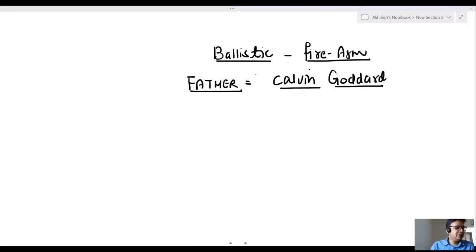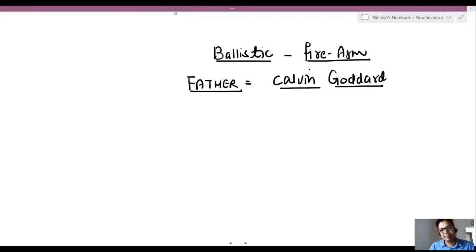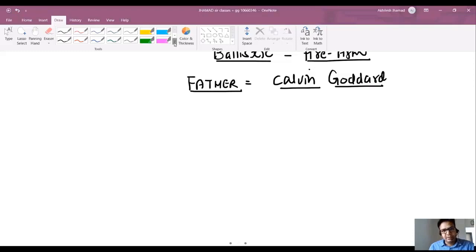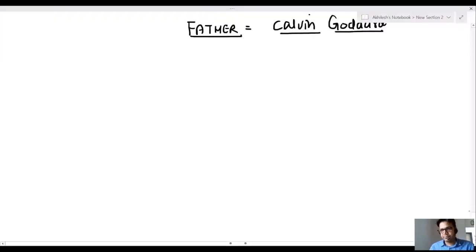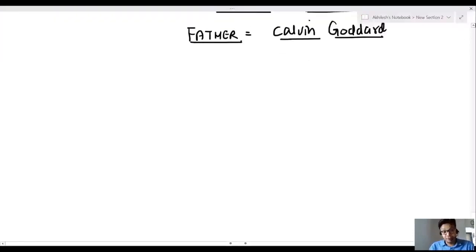Lung is injured when air is in contact. Okay, so that is the reason. Both can have lung injury, but most common is intestine if it is fully inside the water. Father of ballistic is Calvin Goddard.